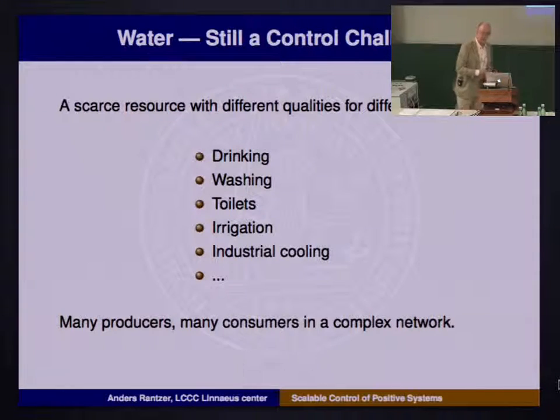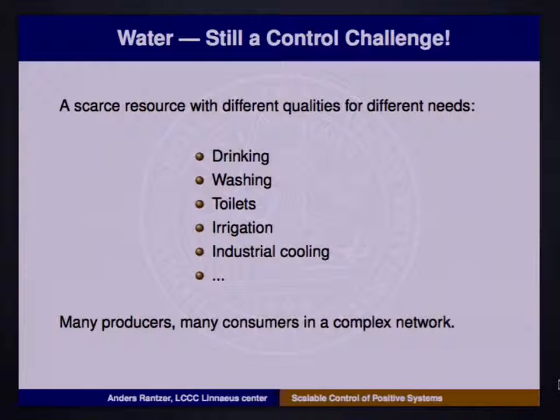Even if you come from Sweden, you may not think that water is a big trouble. We have a lot of that. But in many parts of the world, this is a scarce resource, and it's needed for many different things, and many different uses have different quality requirements, of course, of the water. So altogether, the water network becomes a complex network with many producers and many consumers, and it's clearly a problem where control can make a big difference.